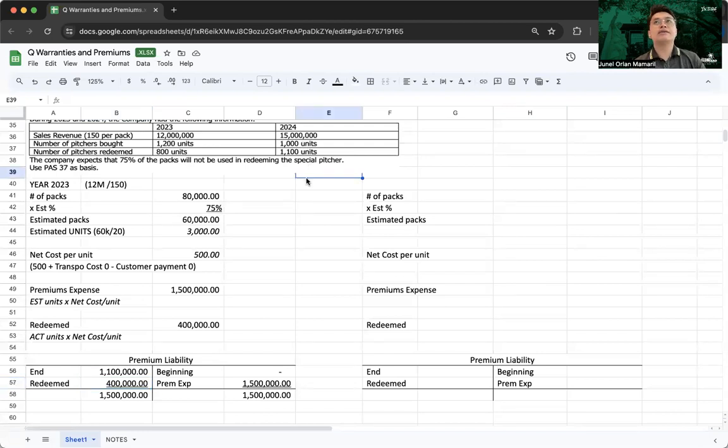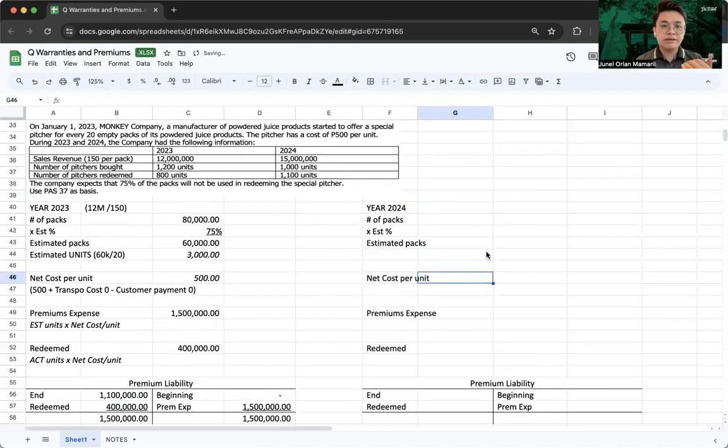So, ano kailangan natin tandaan dito? Kagaya ng warranties, yung ating expense ay base sa estimate. Pero, yung ating debit sa premium liability is based sa actual. So, in year 2024, it's basically the same thing. First thing that you need to do is determine the number of packs. That would be 15 million in revenue divided by 150 per pack.